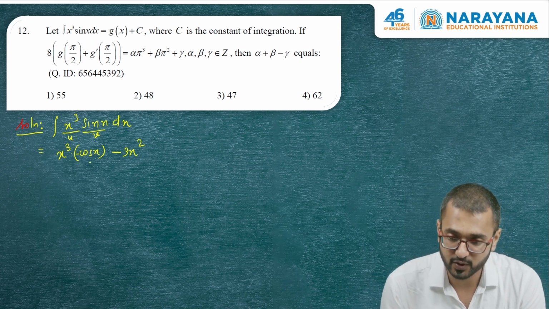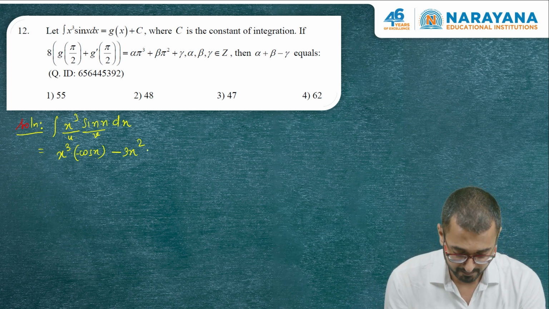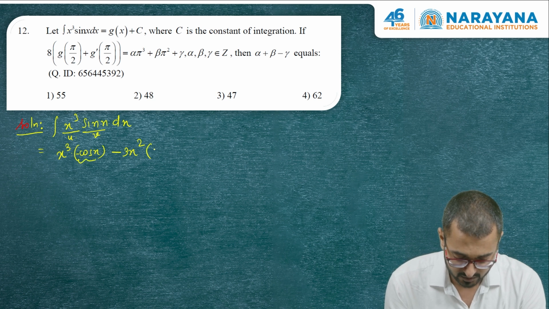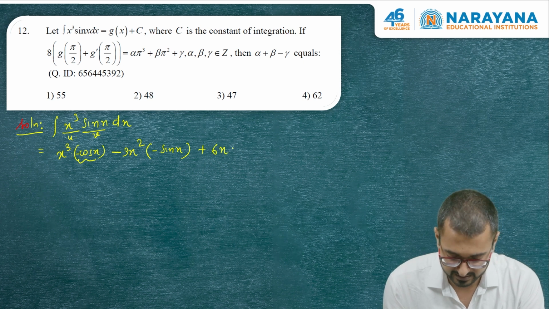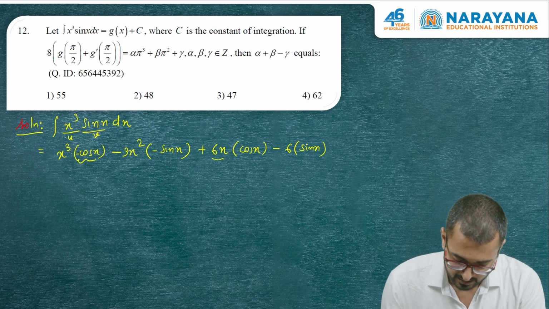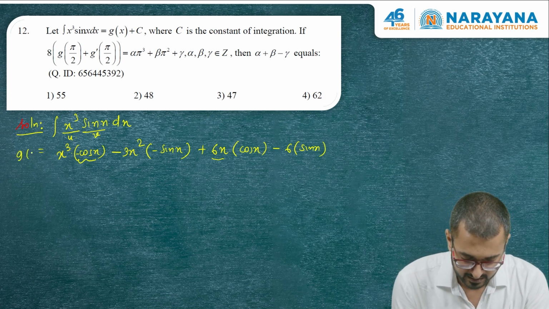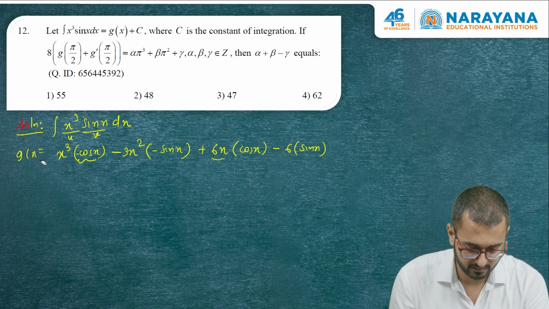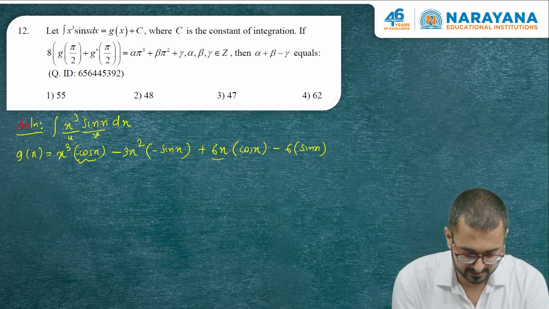So I'll be writing x cube into minus cos x minus 3x square, and then integration of minus cos, which is minus sin x, plus minus plus, and then again the derivative of 3x square will be 6x, and integration of minus sin will become cos x. So plus minus plus and then minus. The derivative of 6x is 6 and integration of cos is sin. So done. So this happens to be my g of x.